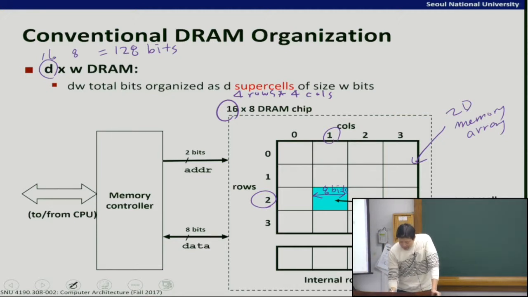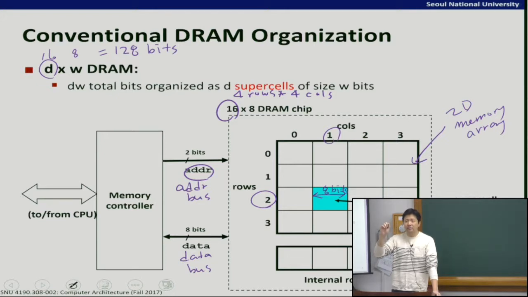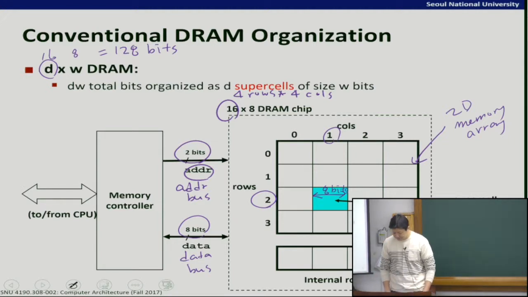We have what is called an address bus, and a data bus. The way it works is we send an address through the address bus, then the value is returned through the data bus. We assume a 2-bit address bus and an 8-bit data bus. That's the assumption. Then, how does this DRAM work?